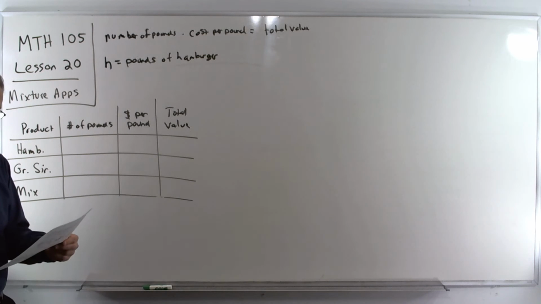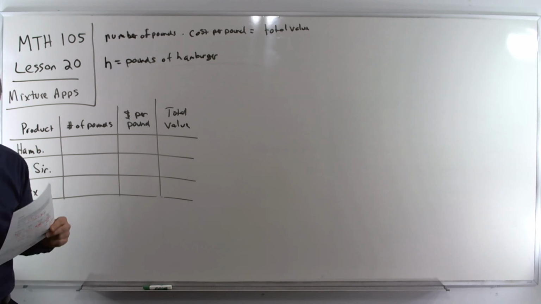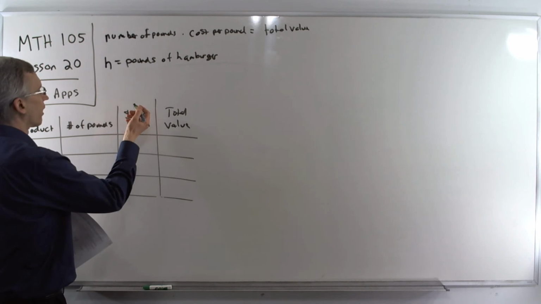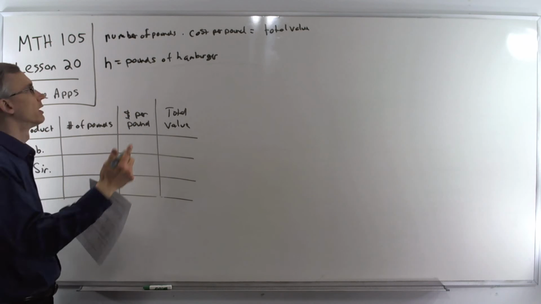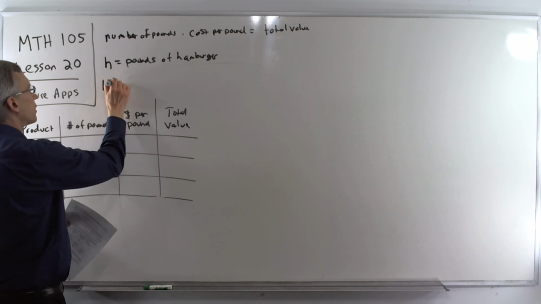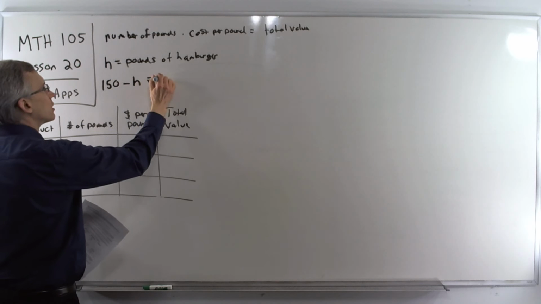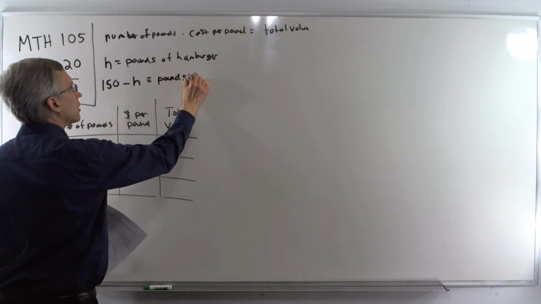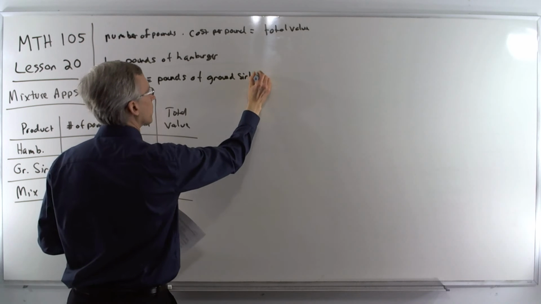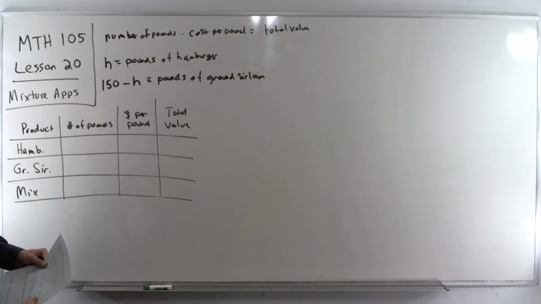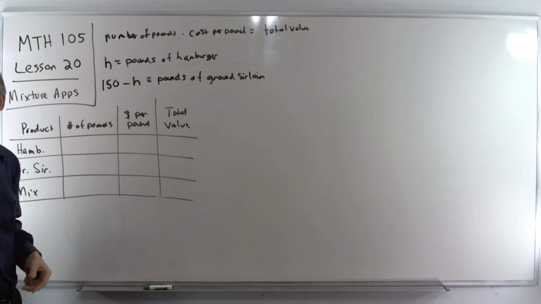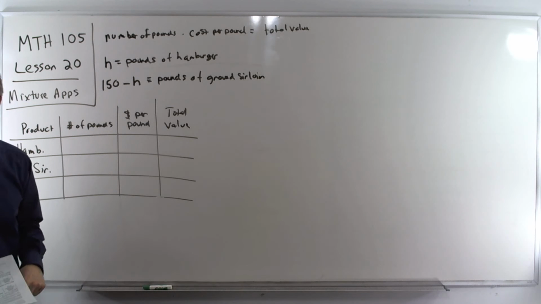All right, now we know that the total weight of this mixture is going to be 150 pounds. So to find the amount of ground sirloin, we have to take the total amount and remove the hamburger. So we remove by subtracting. So it's 150 minus H, is the pounds of ground sirloin. So if we have 50 pounds of hamburger, we take 150 minus 50, we'd have 100 pounds of ground sirloin. So when we add them together, it's 150.